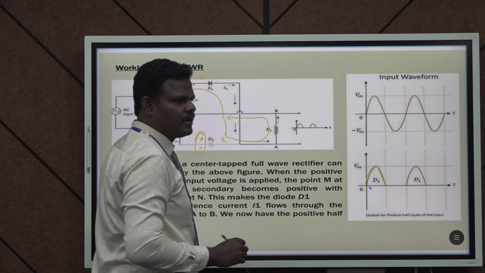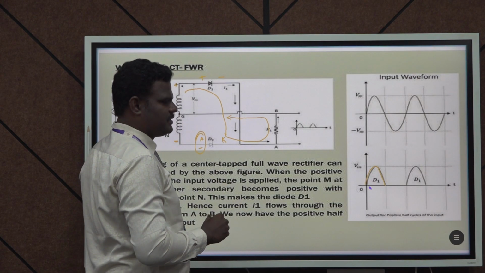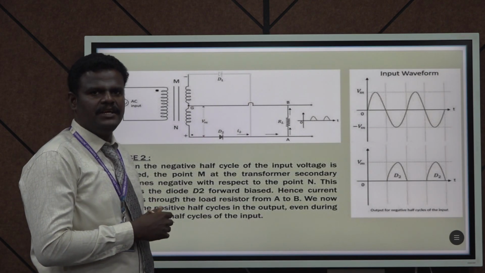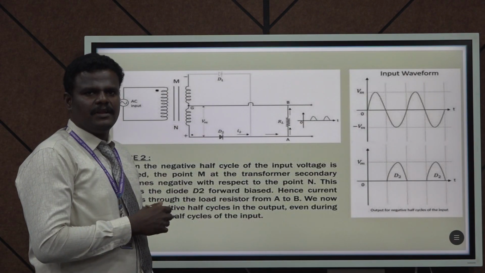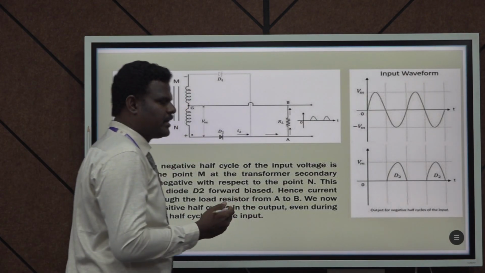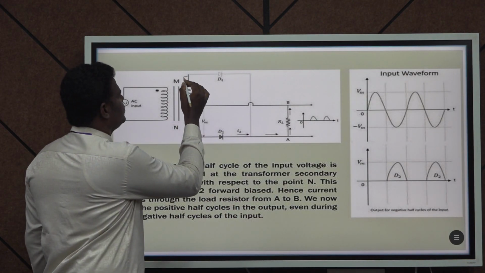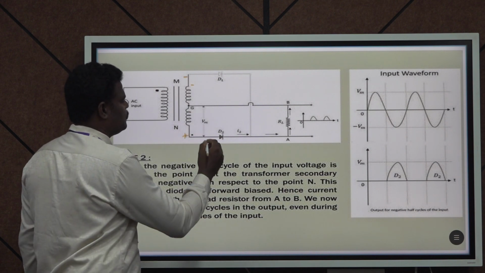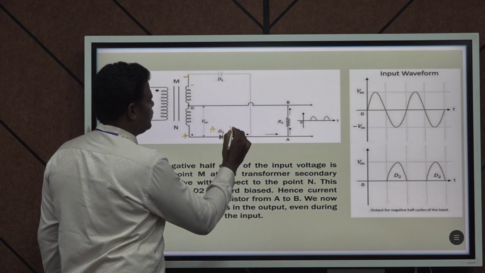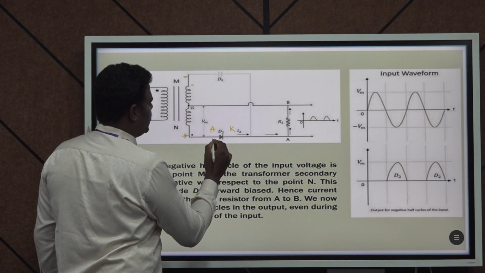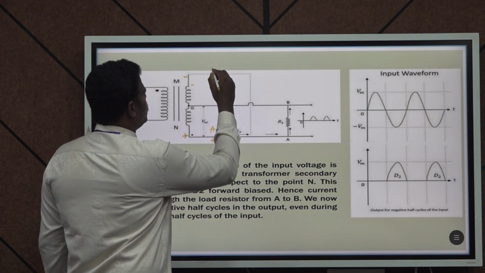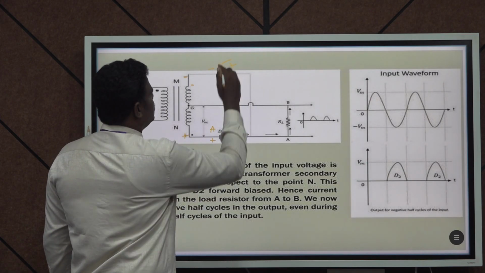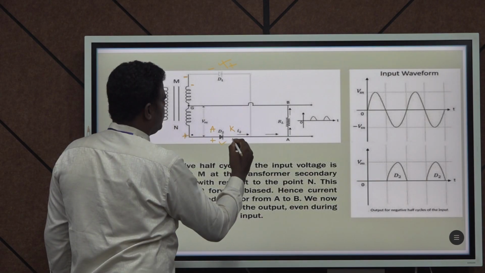This is the current flow path of the center tapped transformer during the positive half cycle. Next we are going to see the negative half cycle operation. During the negative half cycle, this terminal is minus and this terminal is plus. So diode D2 becomes forward biased and D1 becomes reverse biased. So D1 will be in the blocking state and D2 will be in the on state.